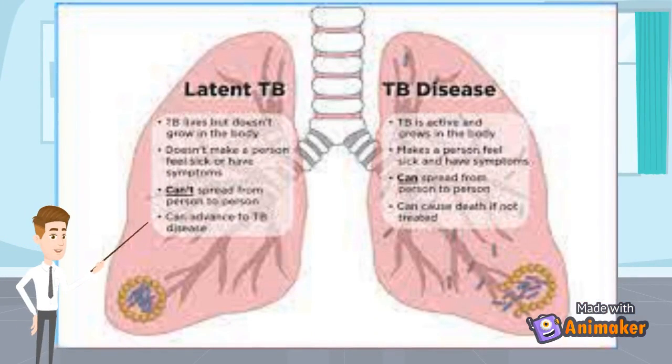For a clearer understanding, we can have a look at this picture. On the left-hand side is latent tuberculosis and on the right-hand side is TB disease. The bacteria of latent tuberculosis do not grow in the body and do not make a person feel sick or have symptoms. It also cannot spread from person to person. However, it can advance to TB disease.